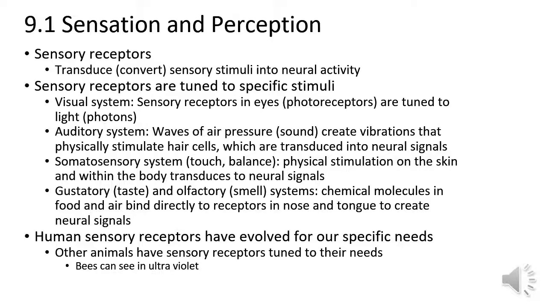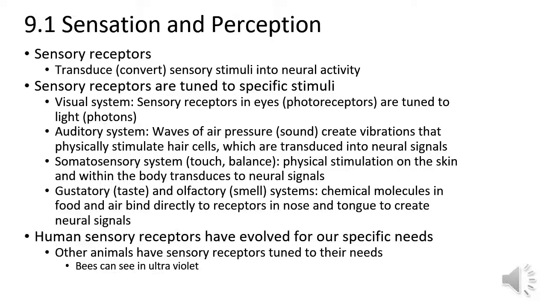In the auditory system, waves of air pressure, which is what sound is, create vibrations that physically stimulate hair cells, which are nerve cells in the ear, and then this is transduced or converted into neural signals. In the somatosensory system, which is responsible for touch and balance, physical stimulation on the skin and within the body is transduced into neural signals. And then in the gustatory and olfactory systems, chemical molecules in food and air bind directly to receptors in the nose and tongue and then create neural signals from there.